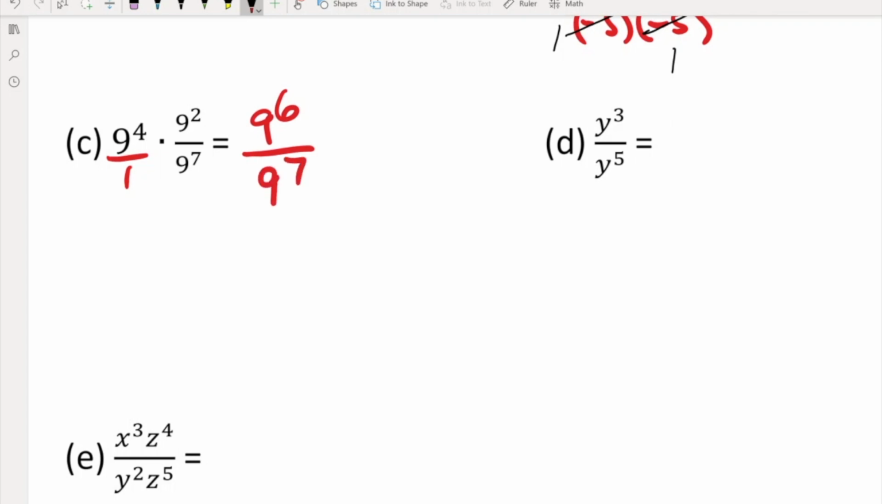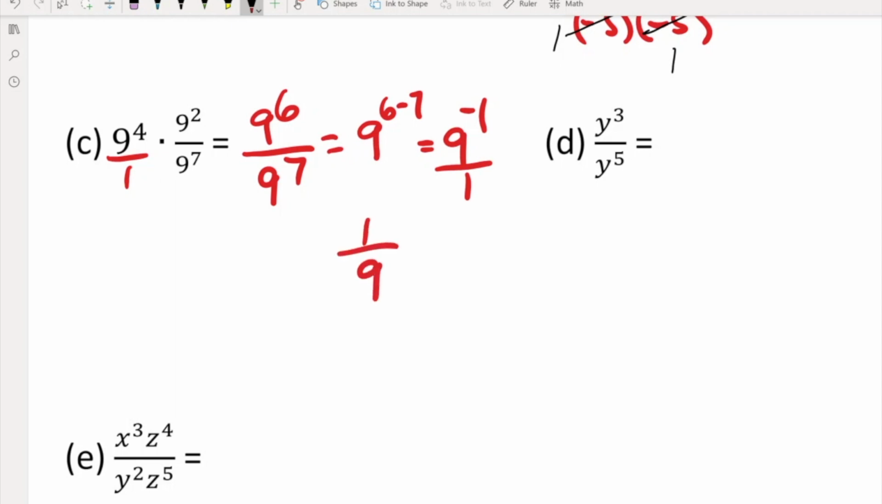What if we just subtracted 9 to the 6 minus 7, or 9 to the negative 1? Well, what do we say about negative exponents? Hey, you're on the wrong side of the fraction. Fraction being over 1. Really, the answer is 1 over 9.